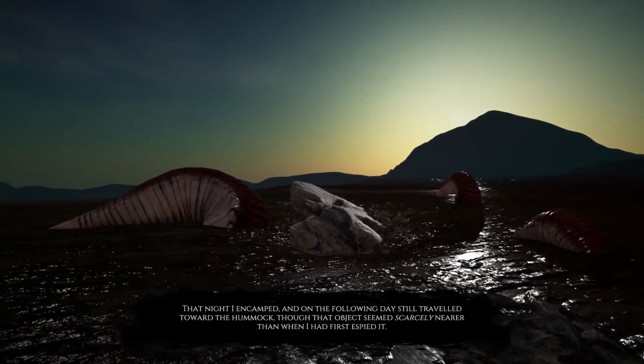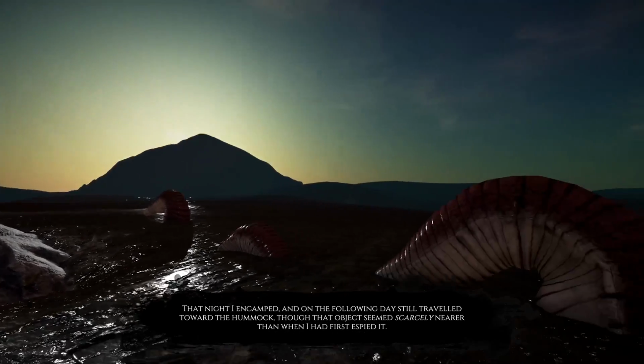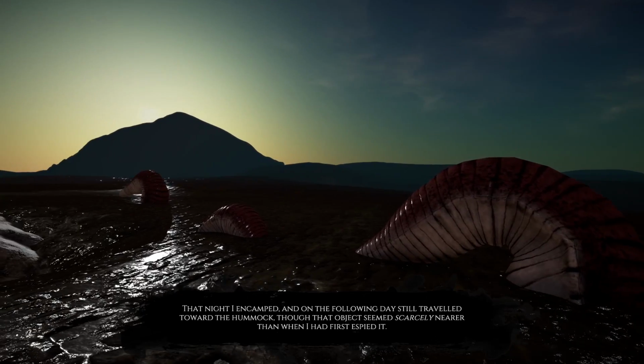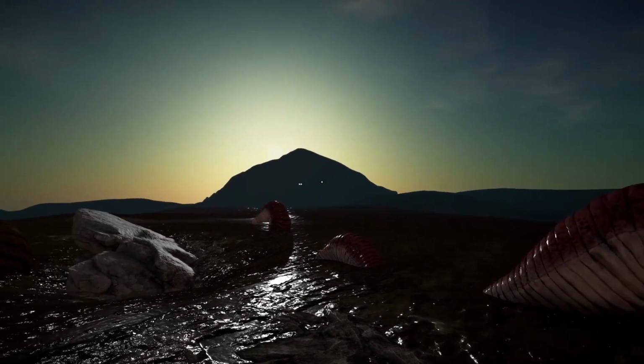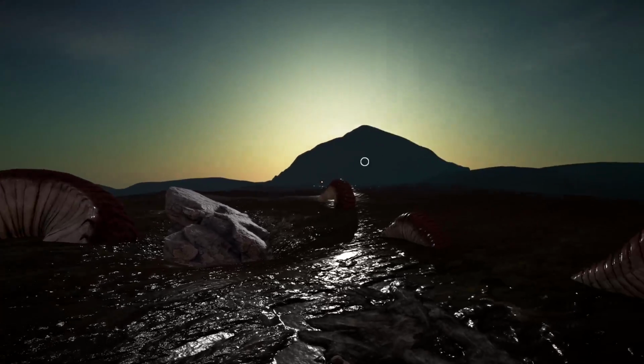That night I encamped, and on the following day still travelled toward the hummock, though that object seemed scarcely nearer than when I had first espied it. I mean, it does look slightly nearer. Not a lot, to be fair.